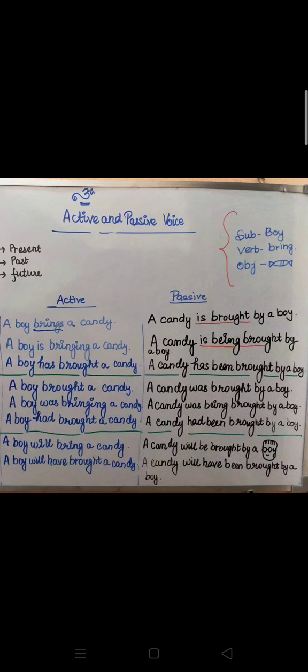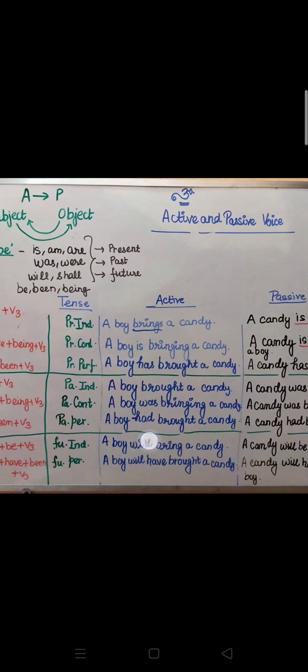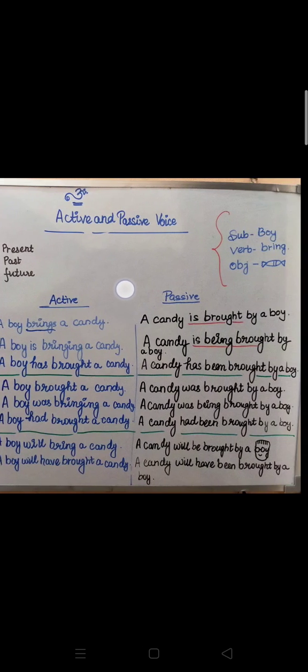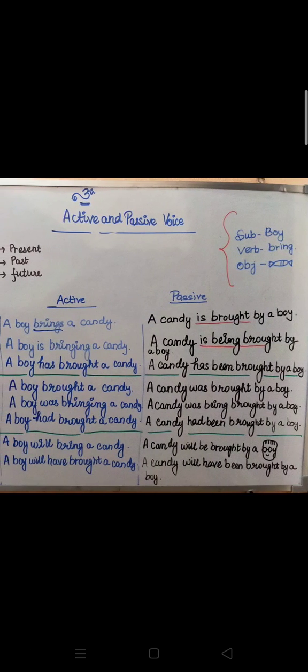Now, in present, we had 3 sentences, and in past, too, we have 3 sentences. Well, in future, we are going to have just 2. And that is future indefinite and future perfect. In future we won't be having future continuous or future perfect continuous tense.